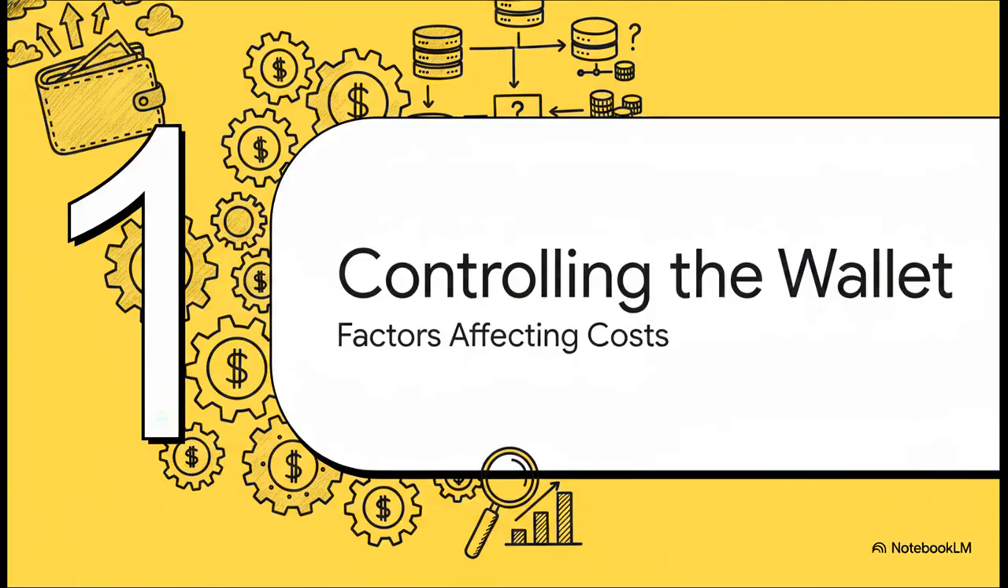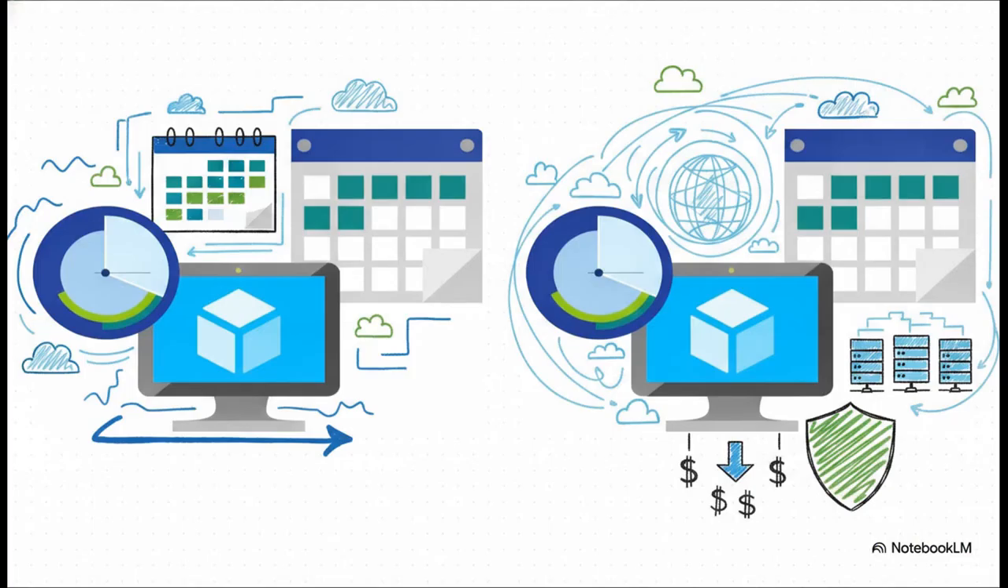All right, Section 1, controlling the wallet and the factors affecting your Azure costs. So there are 6 main levers that actually affect your costs. First up, you have the basics, right? The specific resource type and the services you choose. But look a little closer at location. Azure is globally distributed. That means a server sitting in one region might cost significantly more or maybe less than the exact same server in another region.